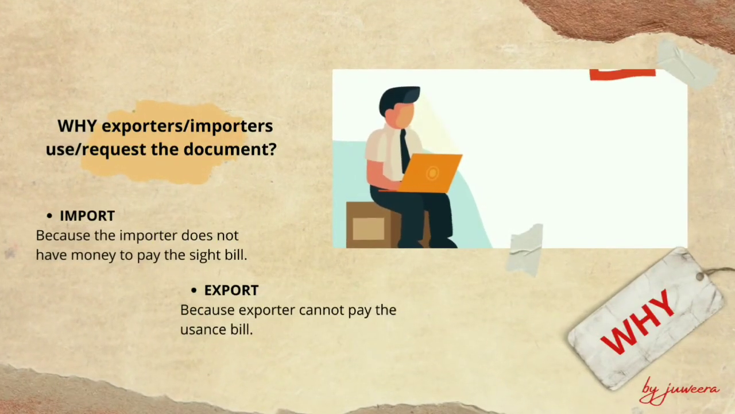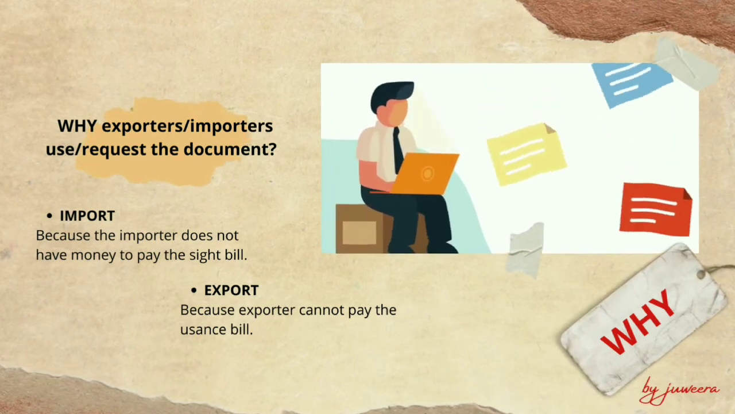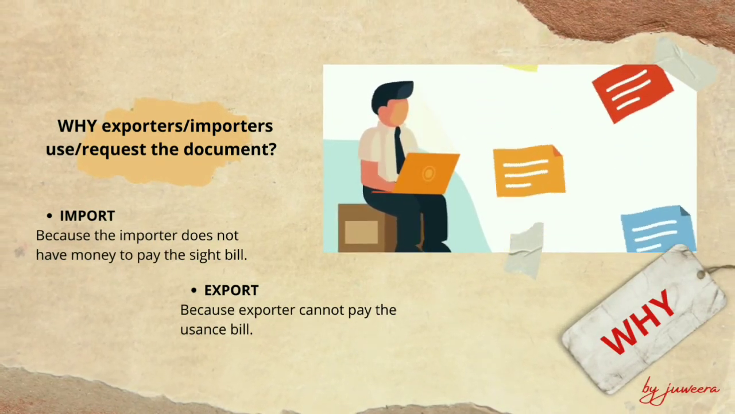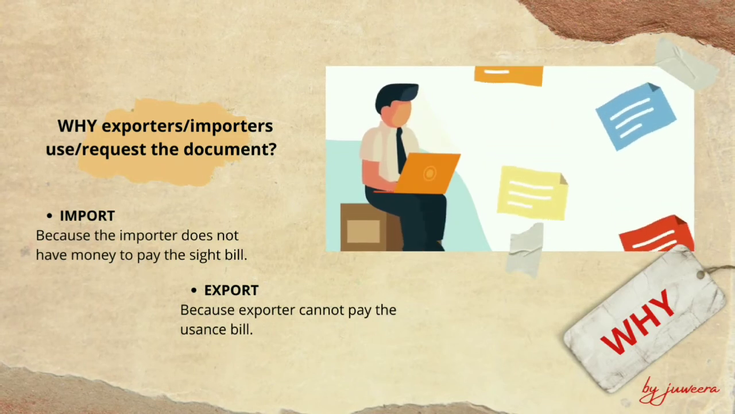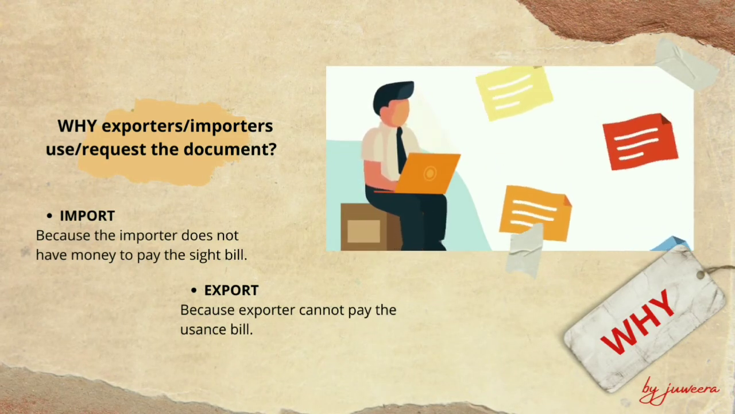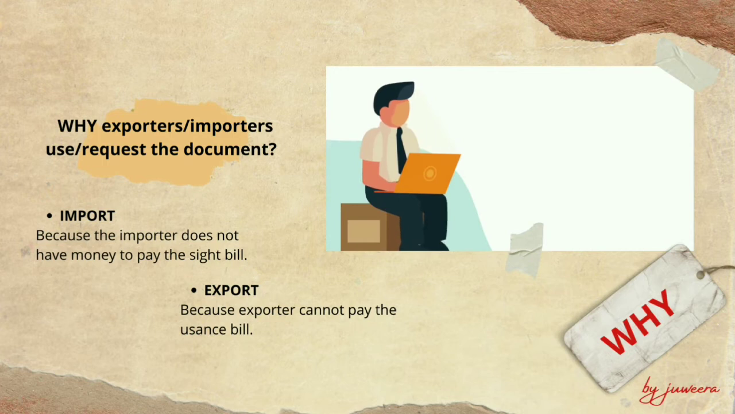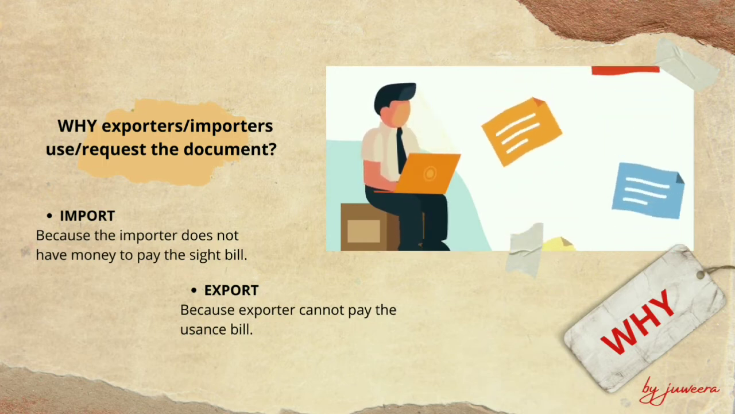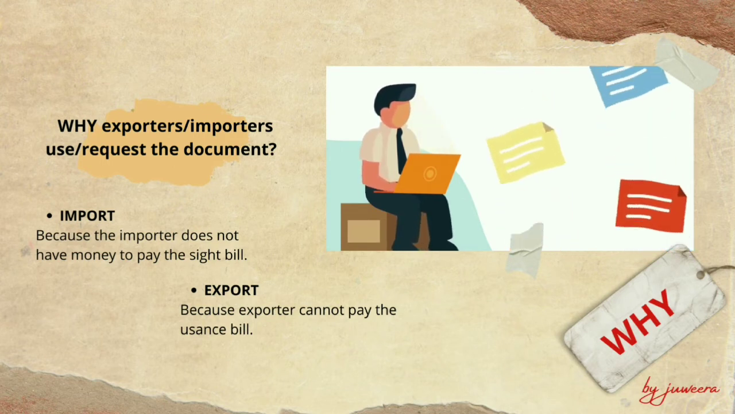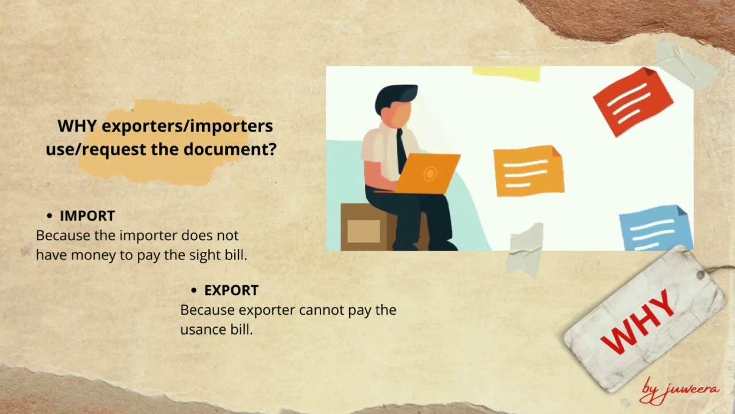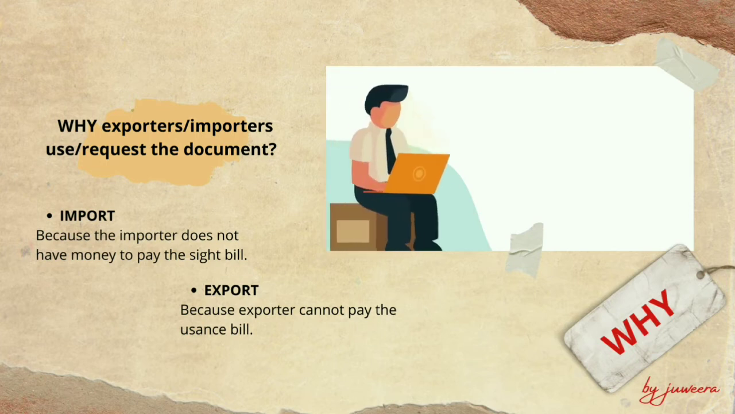Next is why. Why exporters or importers use or request the document. Import. Because the importer does not have money to pay the sight bill. Export. Because the exporter cannot pay the usance bill. This is because both parties have some transaction-related risk.